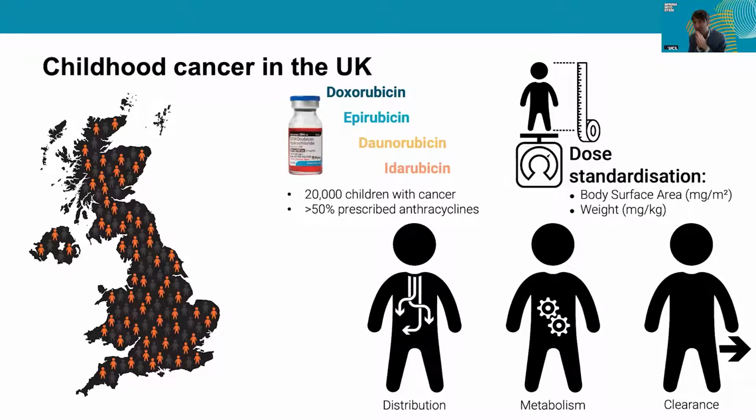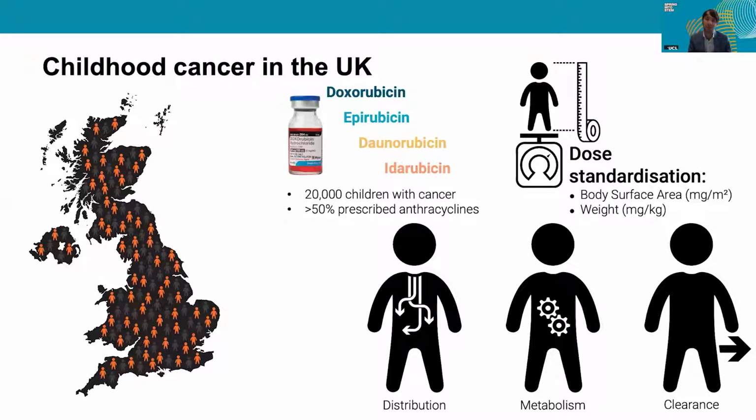And the challenge now comes from this little cartoon down here. Every child distributes this medication in a different way. Every child metabolizes this medication in a different way, and every child clears this medication in a different way. And currently what doctors do is they don't take this personalized response into account. They simply measure the patient and look at what is their body surface area, what is their weight, in order to then determine the right dosage for the therapy.